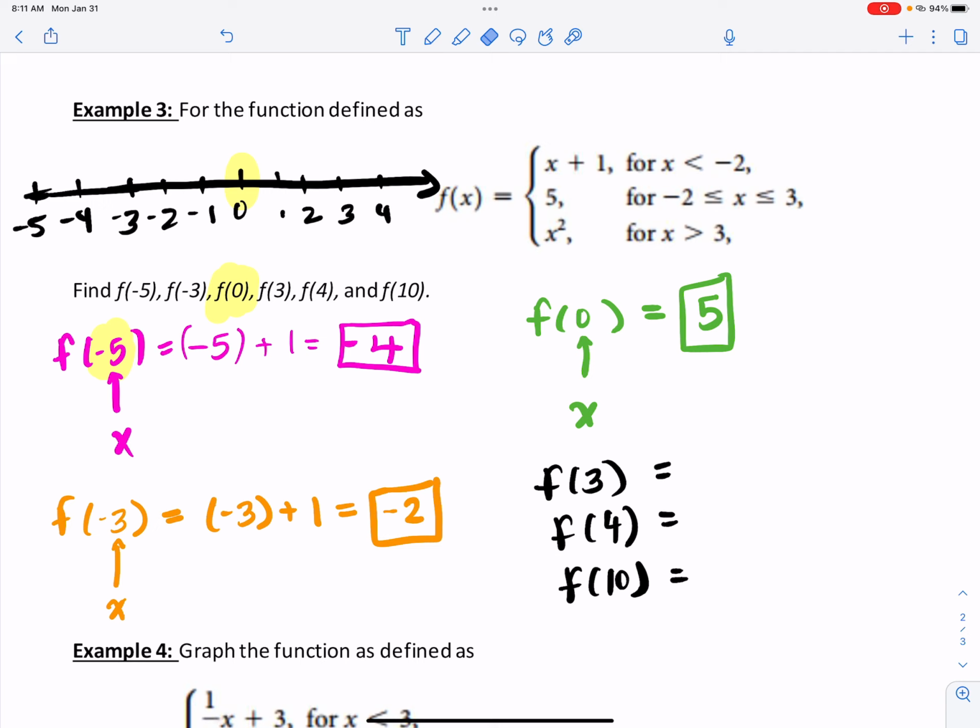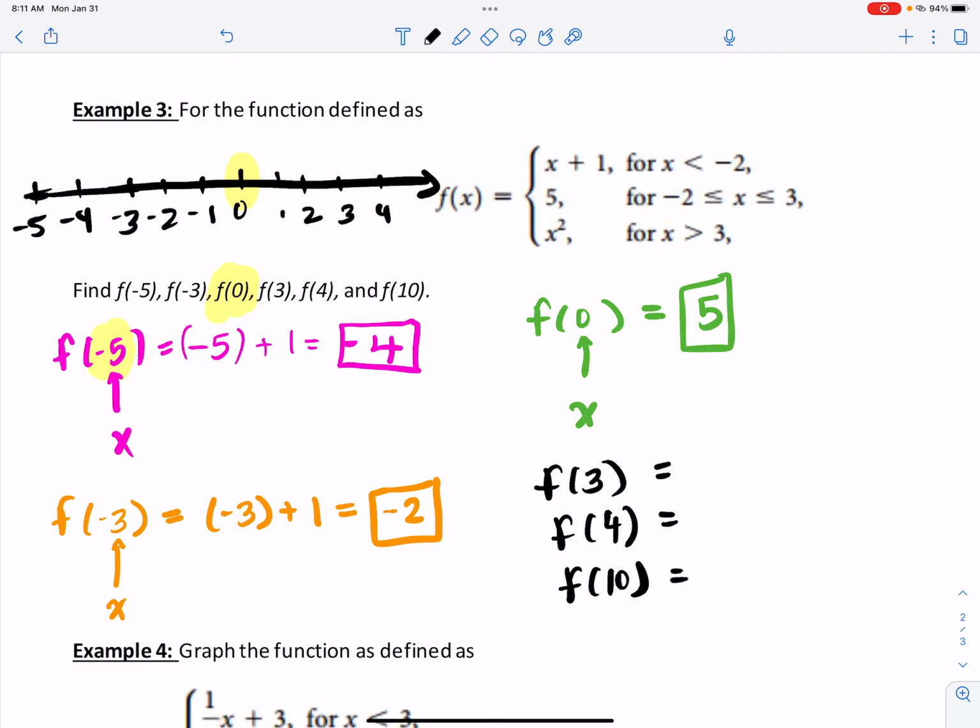Okay, so a lot of right answers. I didn't see very many people get any wrong answers on this one, so that's good.